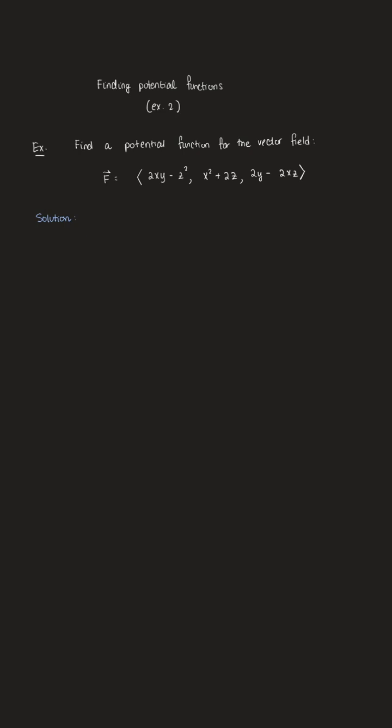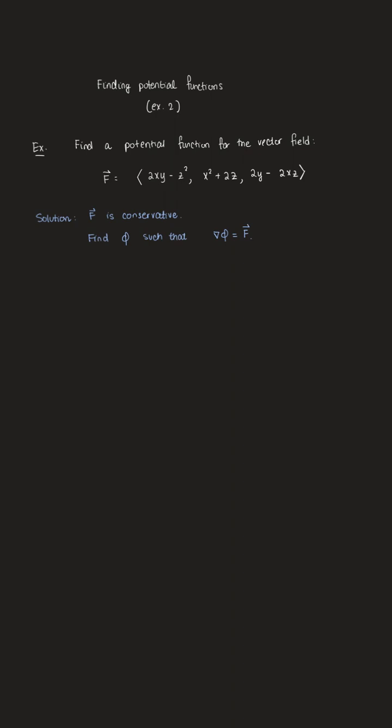Okay, in this example, we also want to find a potential function for the vector field given, and this is a vector field in space. In a previous video, we already showed that this vector field f is conservative, which means that it has a potential function. So our goal is to find the function whose gradient is f, right? So we want to find phi such that the gradient of phi is equal to the vector field given.